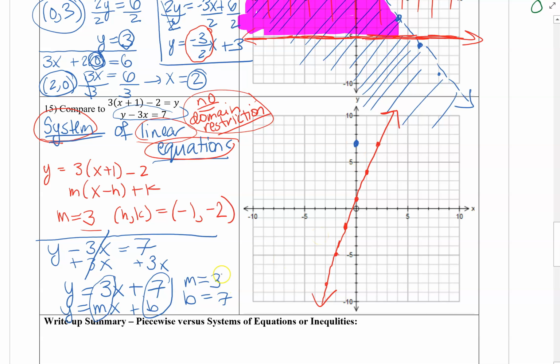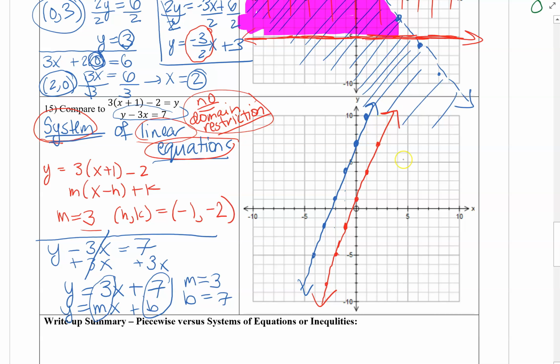And then from there, I have another slope of 3. So it goes up 3, 1, 2, 3 over 1, and then 1, 2, 3 over 1, 1, 2, 3 over 1, because I can also make the slope go in the negative direction too. And again, I graph the full line because this is not a piecewise, this is a system.